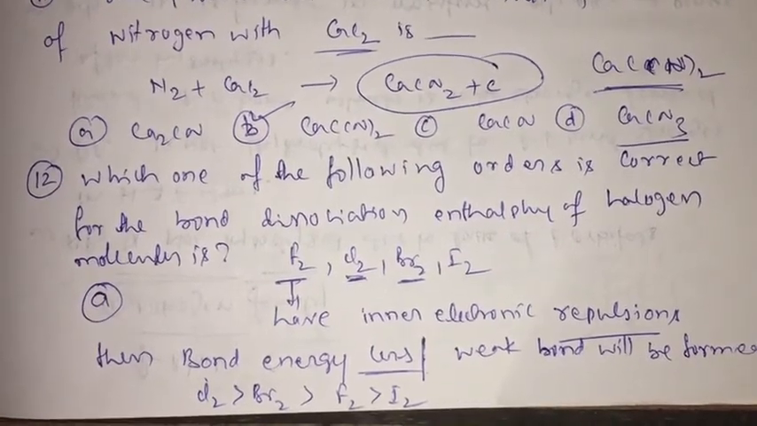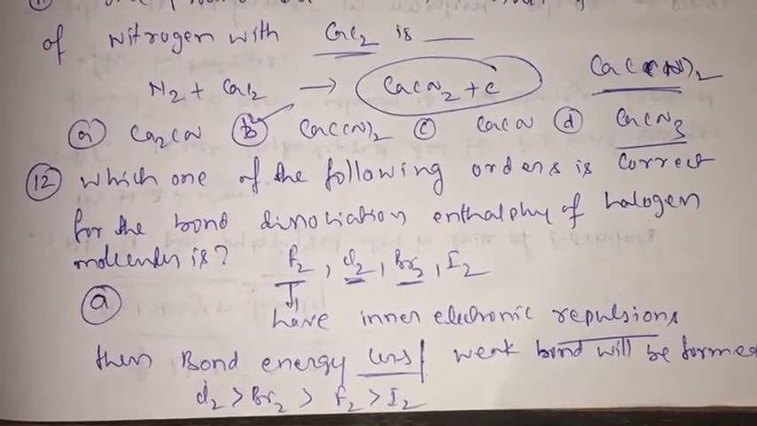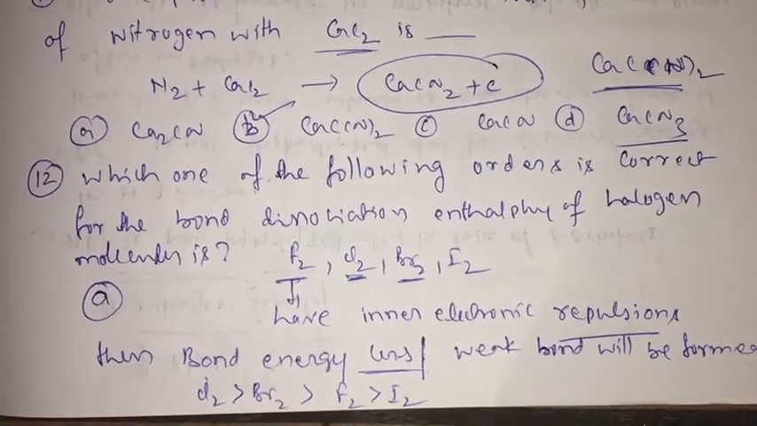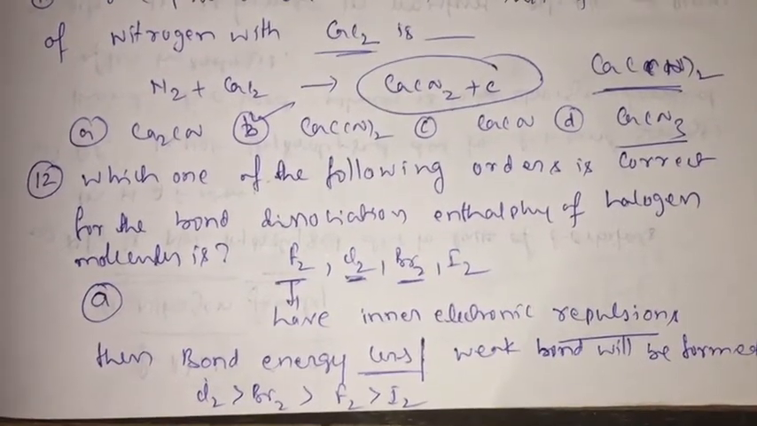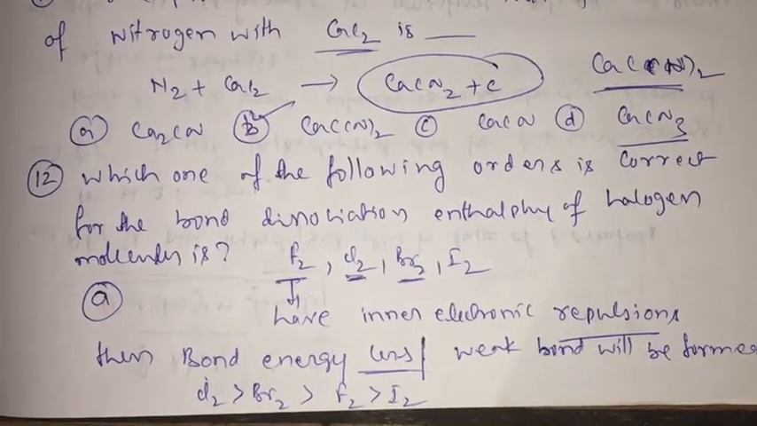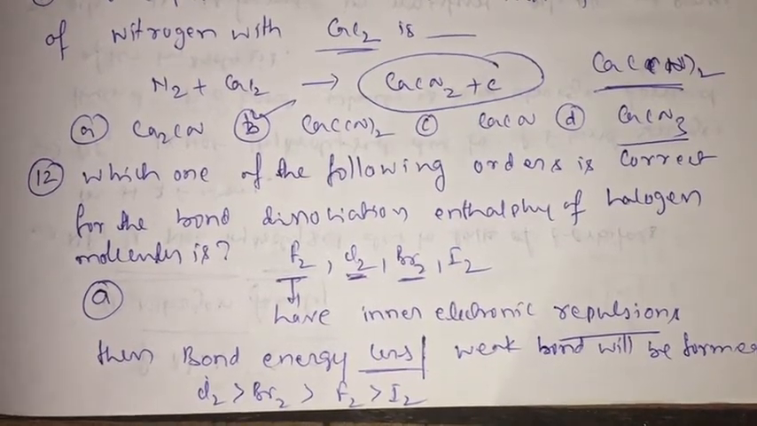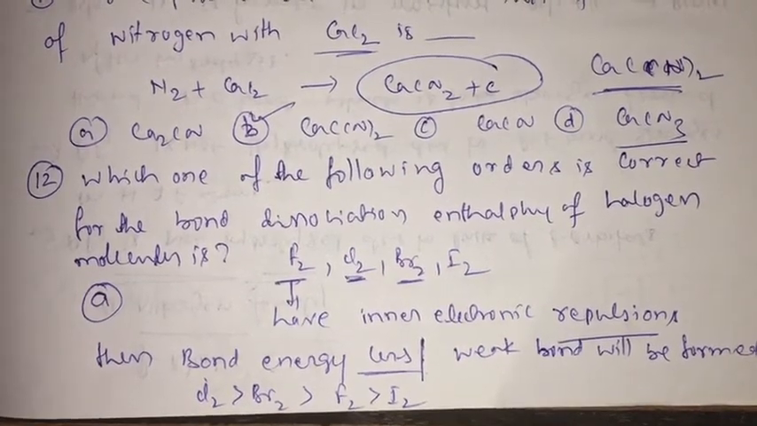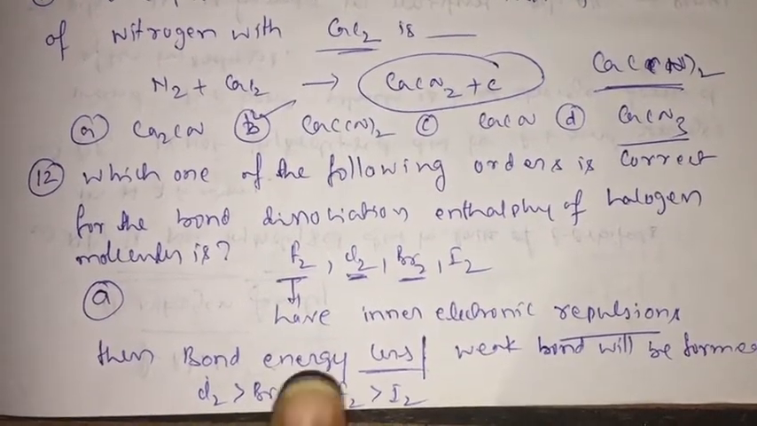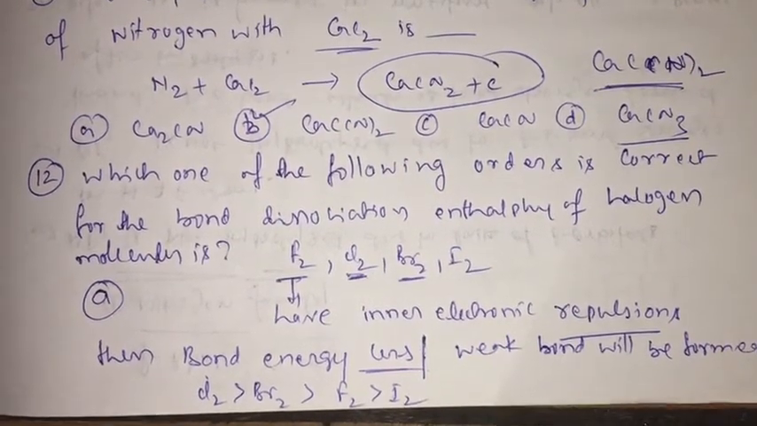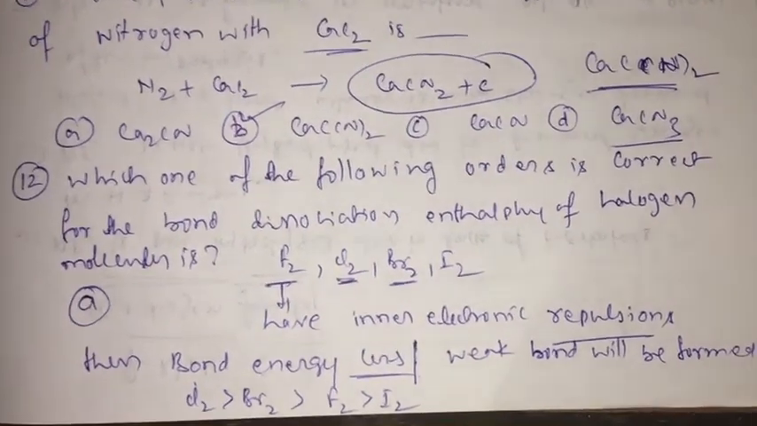Which one of the following orders is the correct for the bond dissociation enthalpy of halogen molecules? Okay, the four molecules are given. What here? F2, Cl2, Br2 and I2. There is inner electronic repulsion in case of F2. So what happened? The bond dissociation energy, otherwise the F-F bond will be the weak bond in this case. So the bond dissociation energy of F2 will be less than observed for Cl2 and Br2. Actually theoretically, F is the small atom.